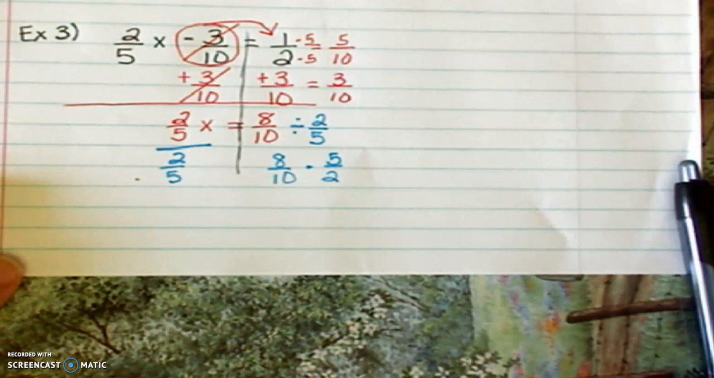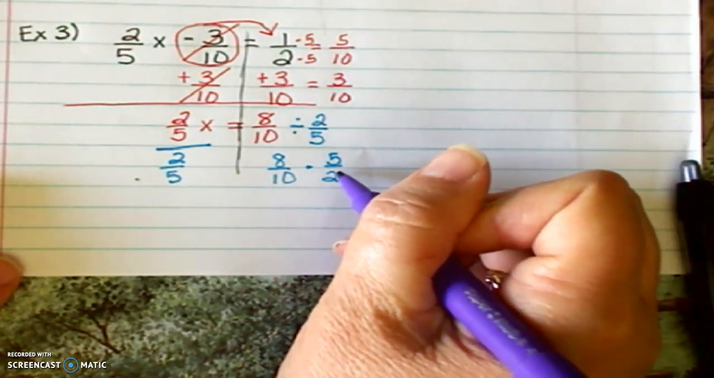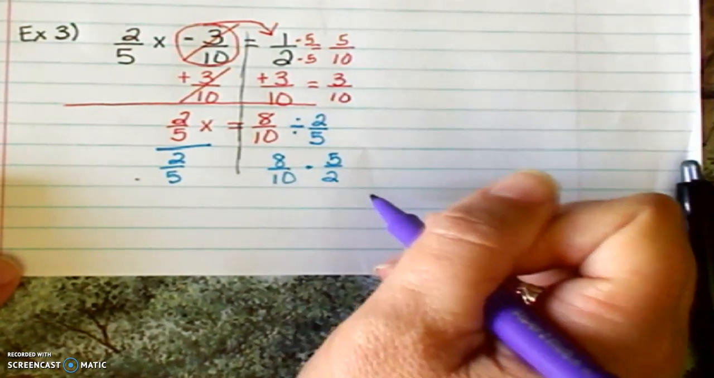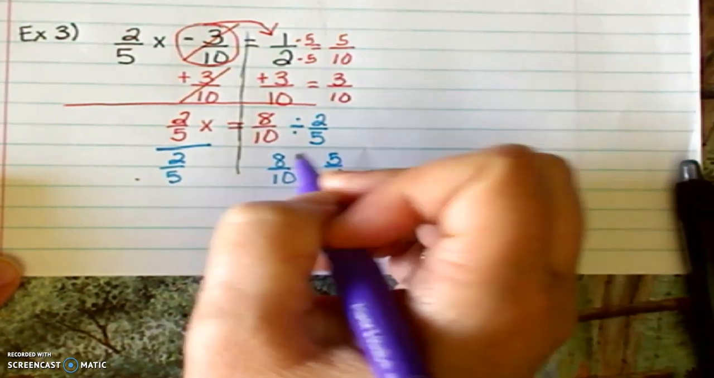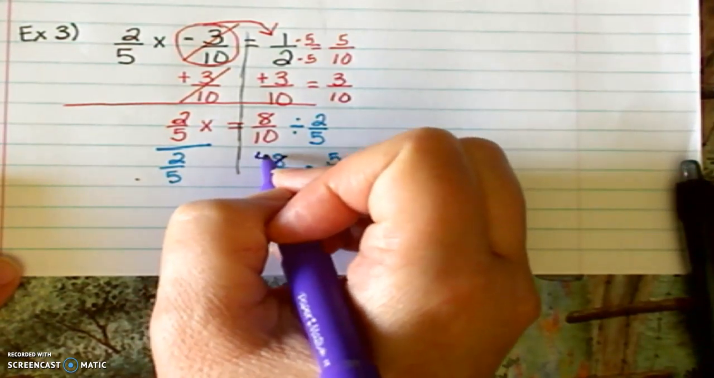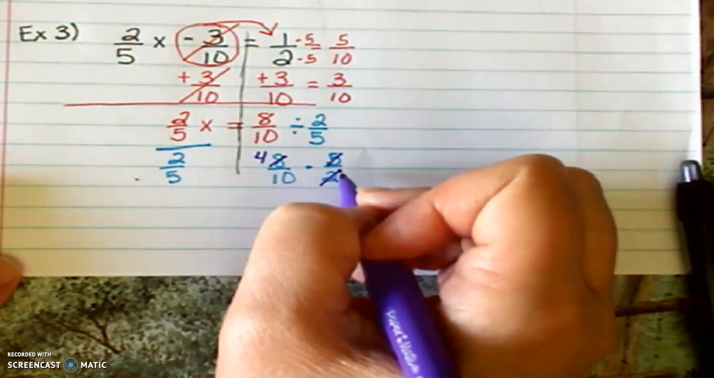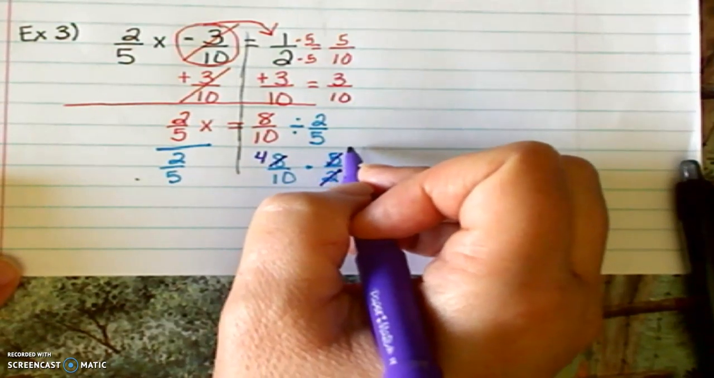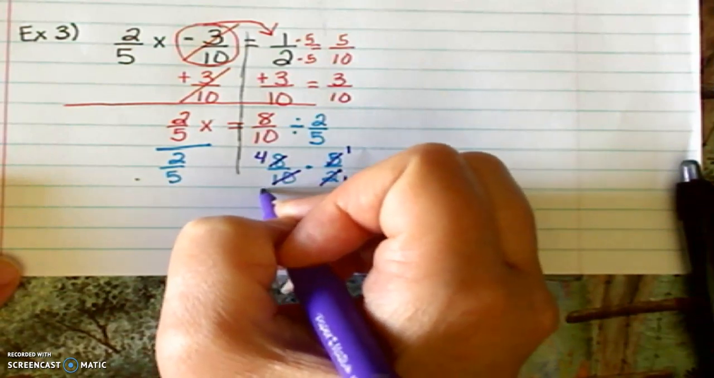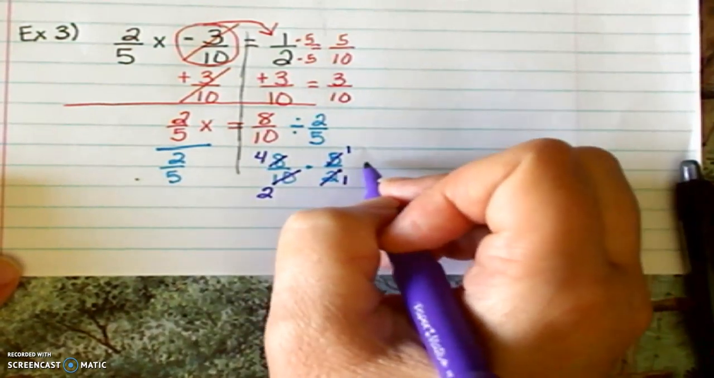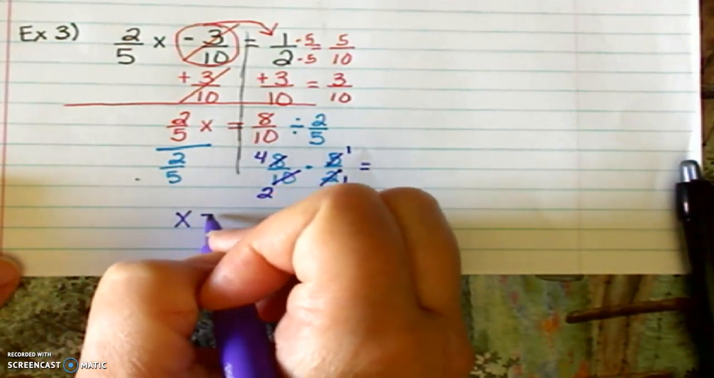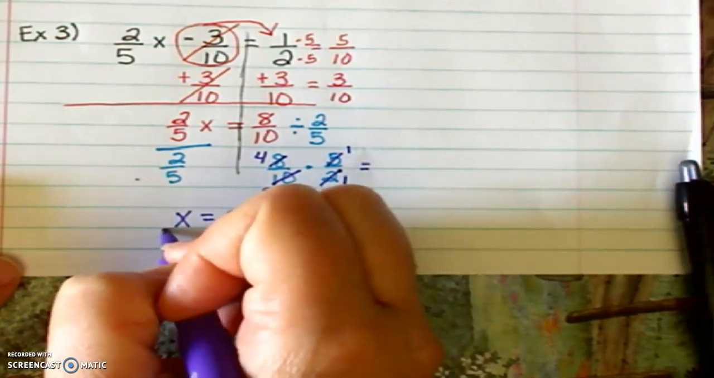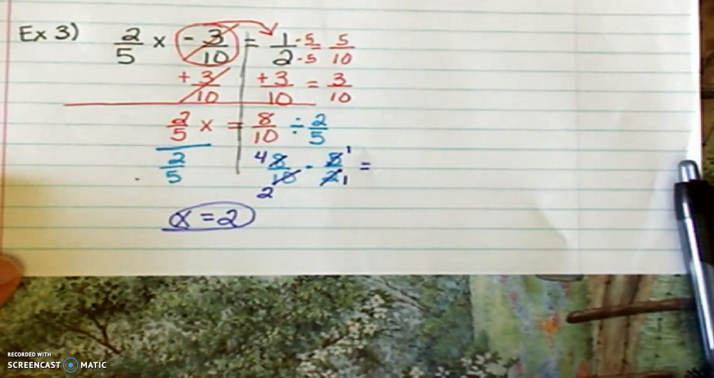Now I like to reduce my fractions. Some of you are going to say it's 40 over 20, which is 2. That's okay. 2 goes into 8 4 times. 2 goes into 2 once. 5 goes into 5 once, and 5 goes into 10 2 times, so you're left with 4 halves, or you can go ahead and reduce that, and your answer is that x is equal to 2. And you could check yourself if you wanted to.